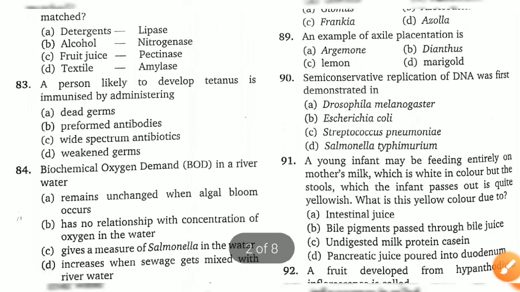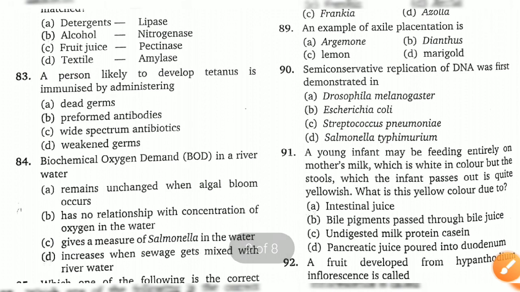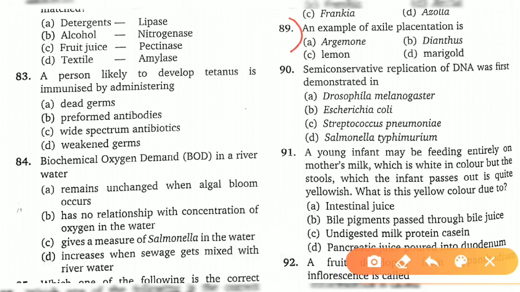Now 89th question. Example of axile placentation, options are argemone, dianthus, marigold and lemon. The answer is lemon. Now 90th question. Semi-conservative replication of DNA was first demonstrated in, options are Drosophila, Escherichia coli, Streptococcus pneumoniae, and Salmonella. The answer is Escherichia coli.